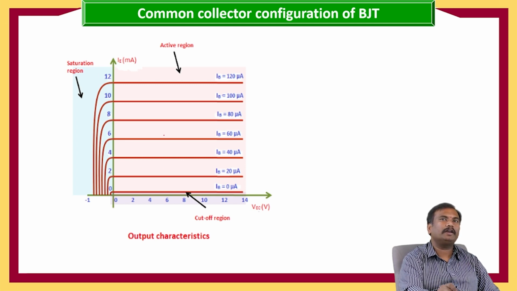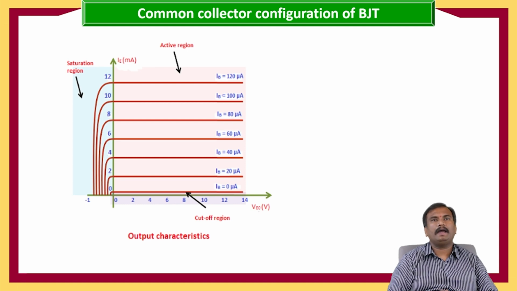Like this, we get the characteristics for 60 microamperes, where we get 6 milliamperes, whereas for 80 microamperes 8 milliamperes, for 100 microamperes 10 milliamperes, and for 120 microamperes we get 12 milliamperes.